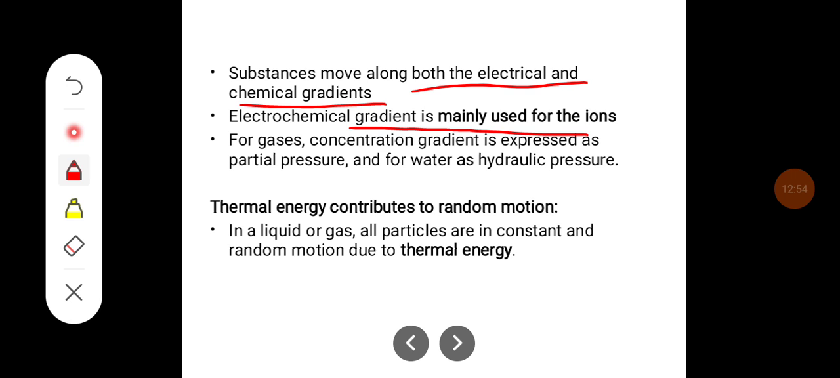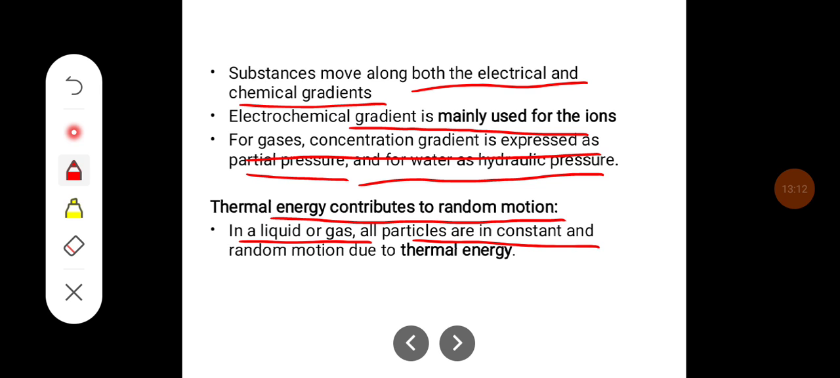Electrochemical gradient is mainly used for ions. For gases, concentration gradient is expressed as a partial pressure, and for water, it's hydrostatic pressure or hydraulic pressure. Thermal energy contributes to random motion. In liquids or gases, all particles are in constant and random motion due to the thermal energy.